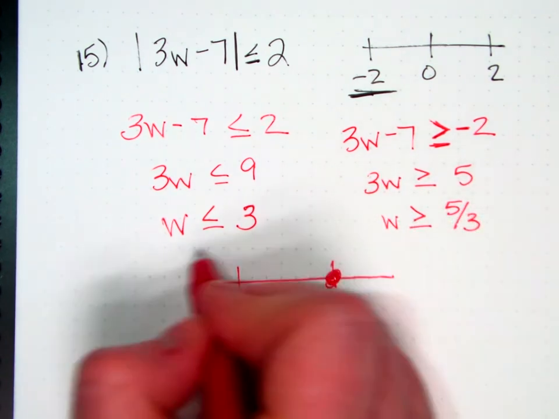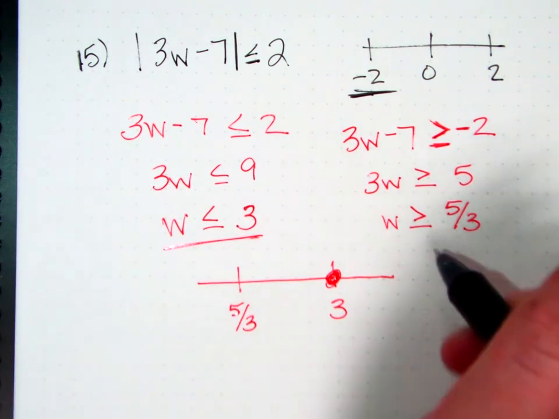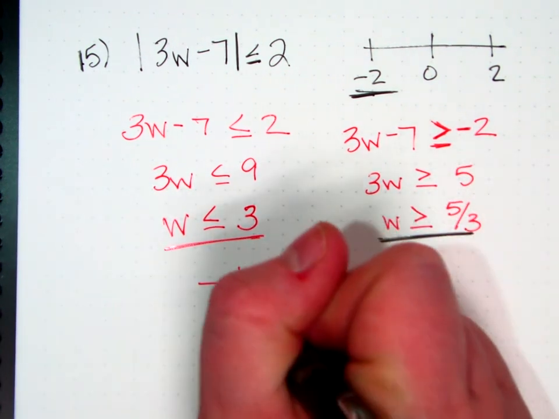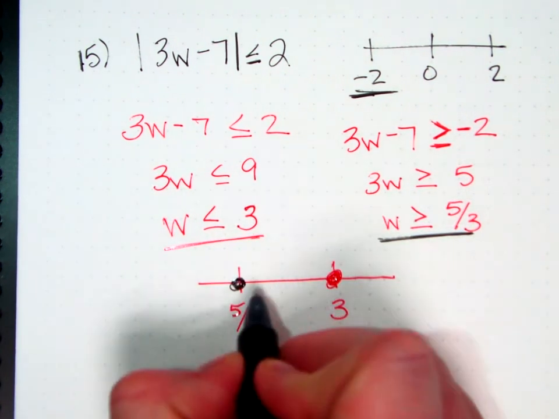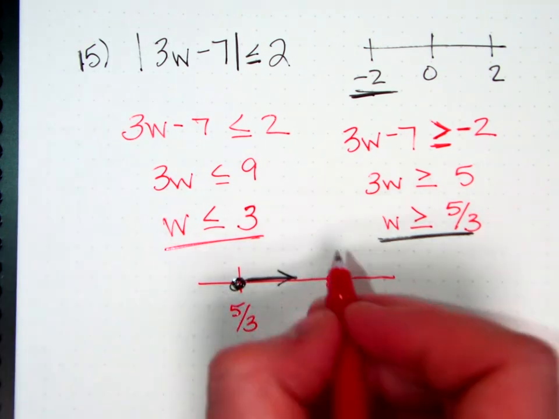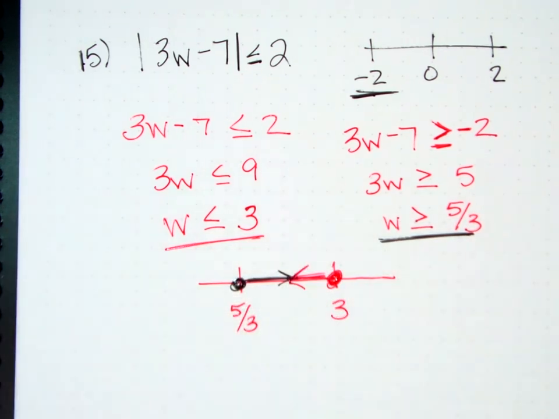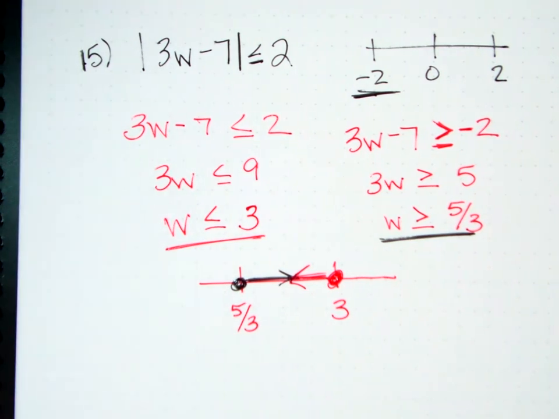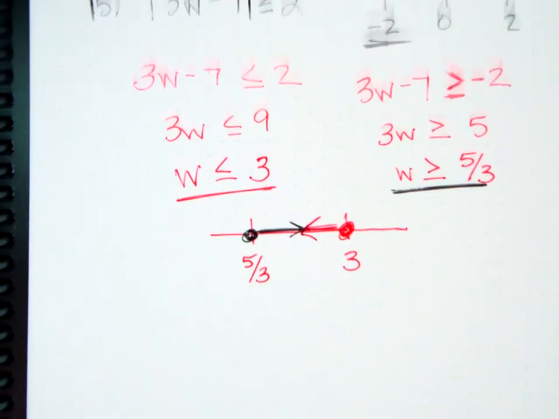This is a closed circle. So I'm going to do this one in red. This one is a closed circle. I want all the w's greater than. And I want all the w's less than. I cannot go past the circles because it's not an OR.